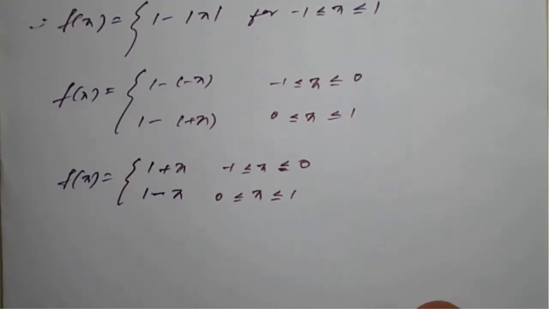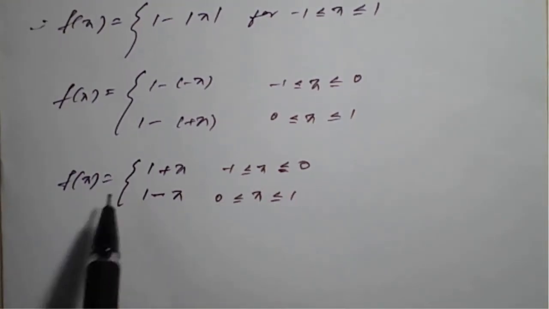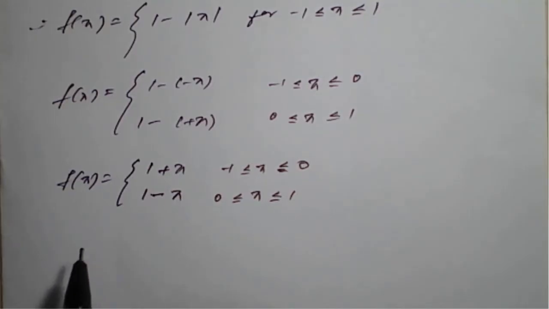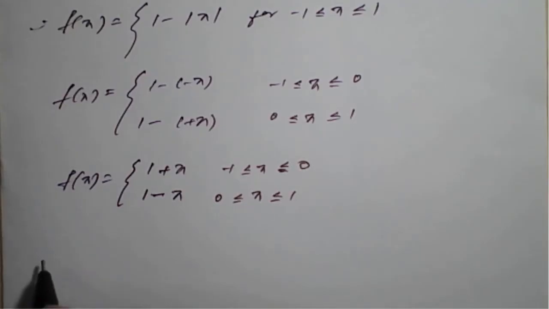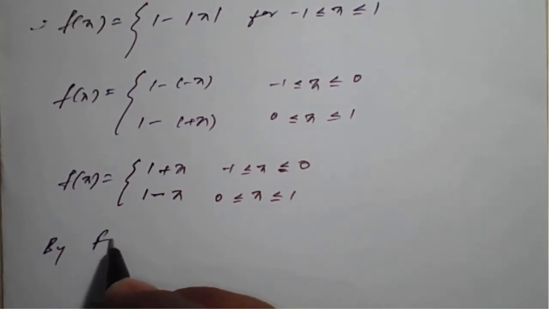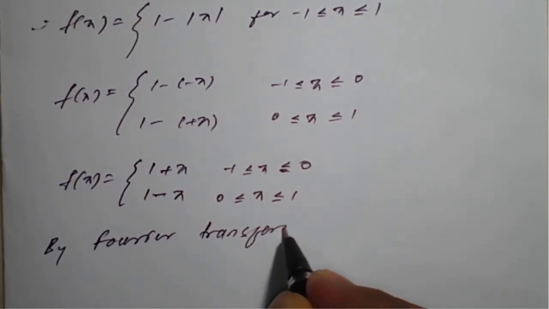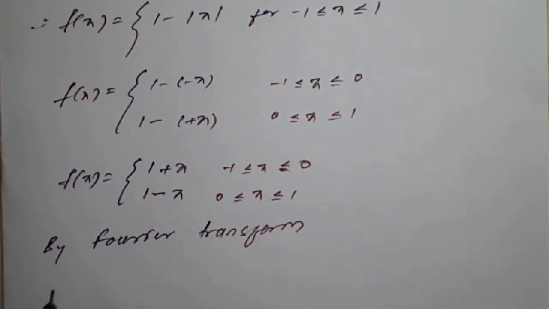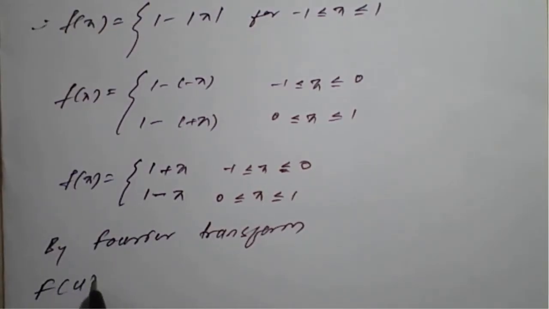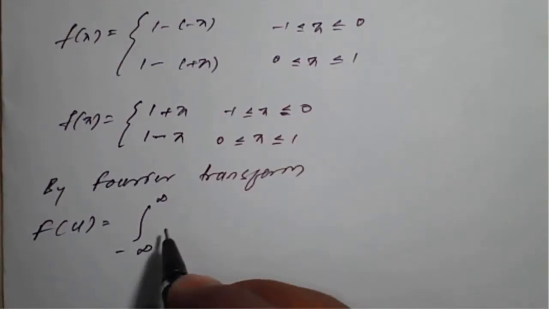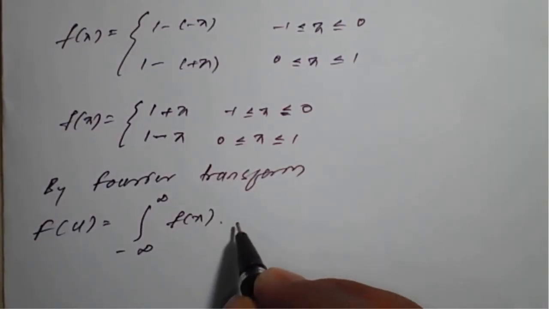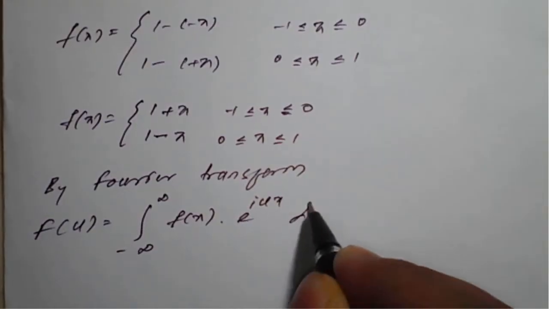So by using this function we need to go for a solution of the given transform. Therefore, by the definition of Fourier transform, that is nothing but F(u) = the integral from -infinity to +infinity of f(x) e^(iux) dx.